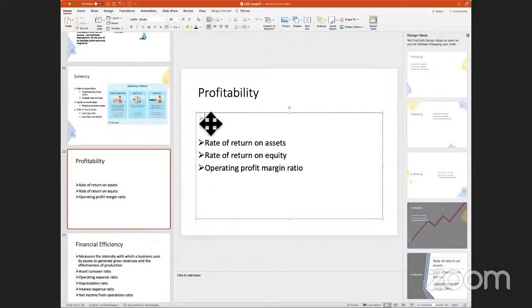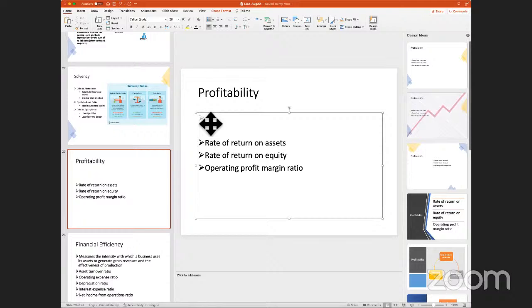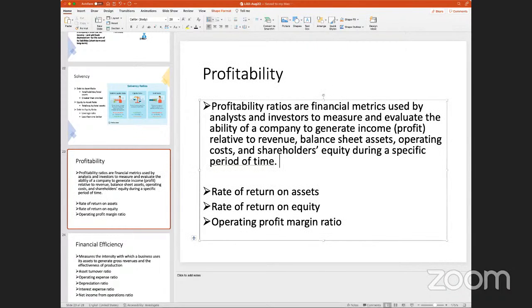It will tell us whether the rate of return on assets is good, whether the return on equity is good, and whether it has enough operating margins or costs to be able to generate money to pay for its expenses. And they would be coming under what is called the profitability ratio.